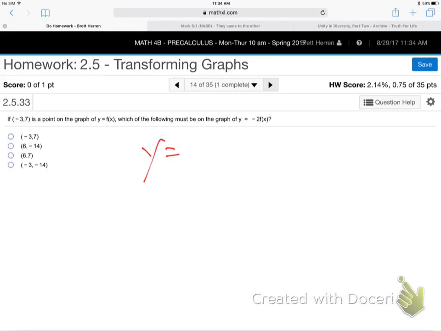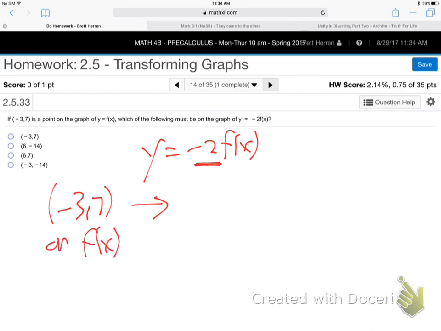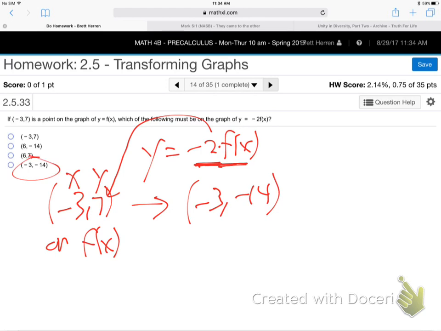Let's try. They're saying y equals negative 2 f of x, and the original point is negative 3, 7. Where's it going to go when you do this? So that negative 2, is it going to affect the x value or the y value? The y value. And it's multiplied, right? So it's going to multiply the y value by negative 2. It's going to be negative 14. That's all. Good on that? We're just seeing if it's an x effect or a y effect.